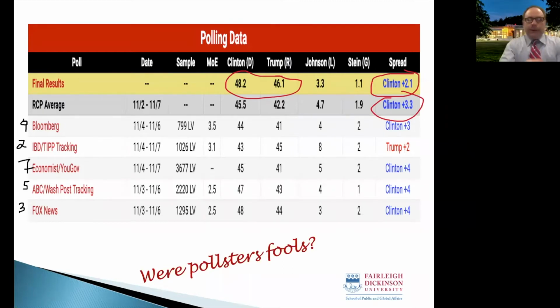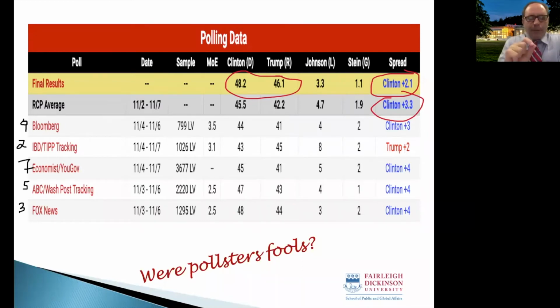Now, in fact, the only poll here that you could say was really wrong is the second one on the list, right? IBD TIPP tracking said Trump had a 2 percentage point advantage. That turned out to be wrong. That's a polling organization, by the way, I'd never heard of. It's the only one I'm aware of that got things wrong. Everybody else got it right.